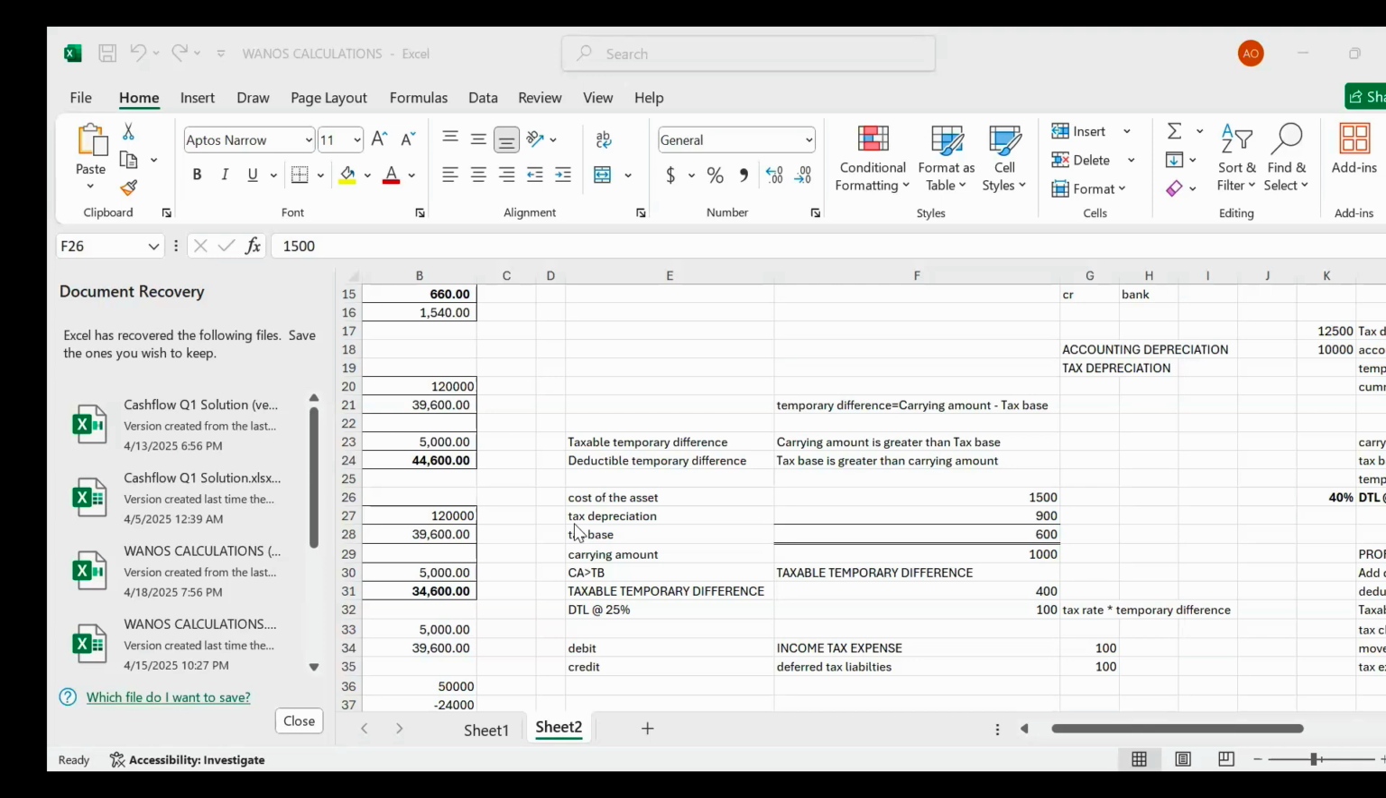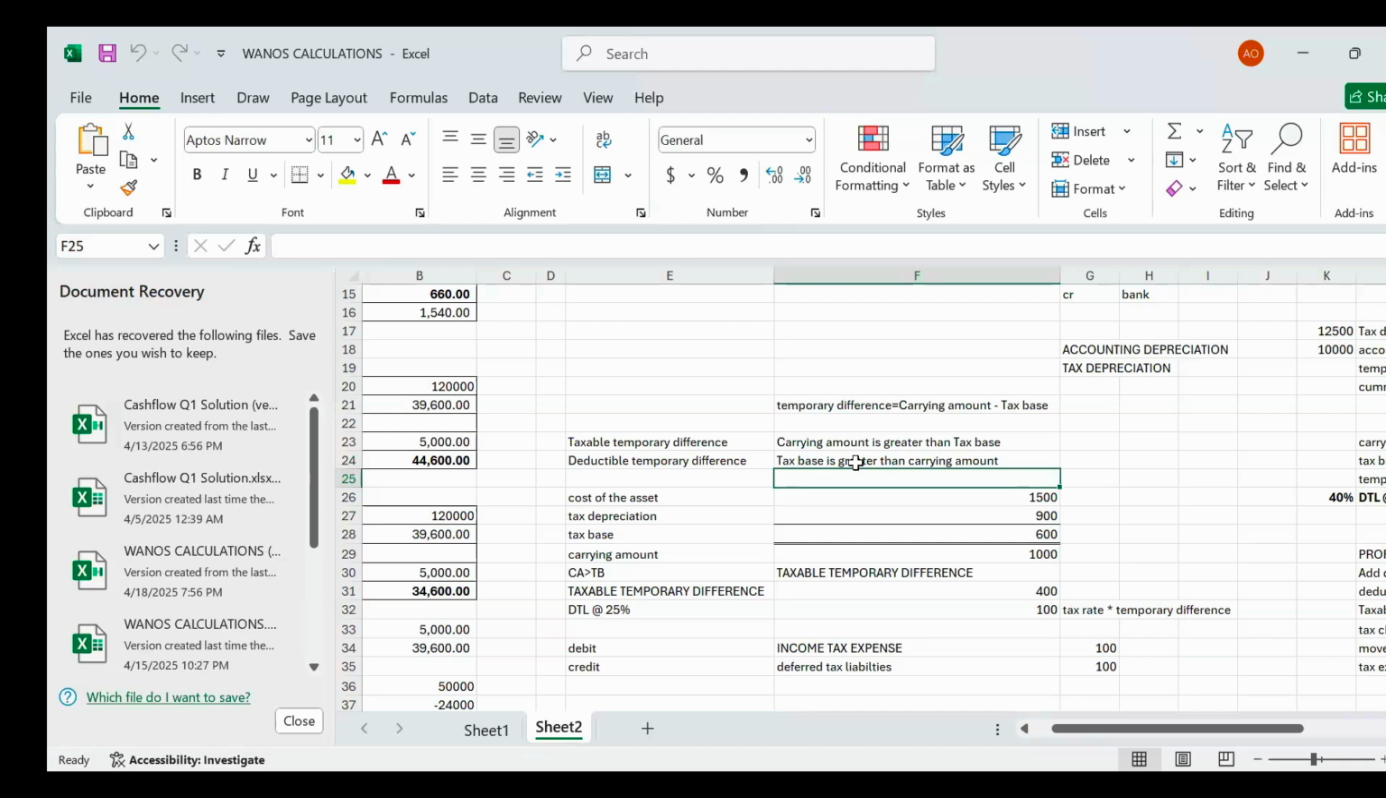Okay, now, we went on to say we could also have a deductible temporary difference, which means that as of now, we have a tax base that is greater than carrying amount, meaning that we are subjected to more tax now, but in the future, as a result of this same transaction, we will have less tax to pay. Do you understand? We will be deducting from our tax liability in the future. So they called it deductible temporary difference.